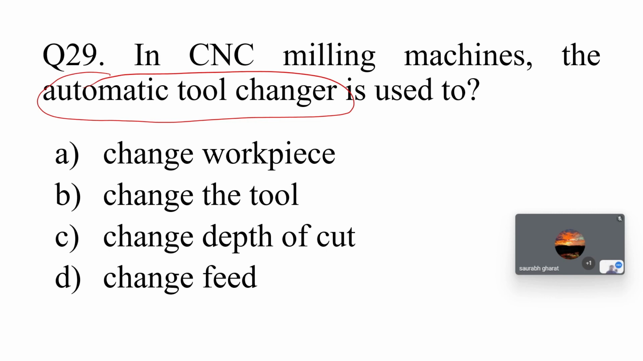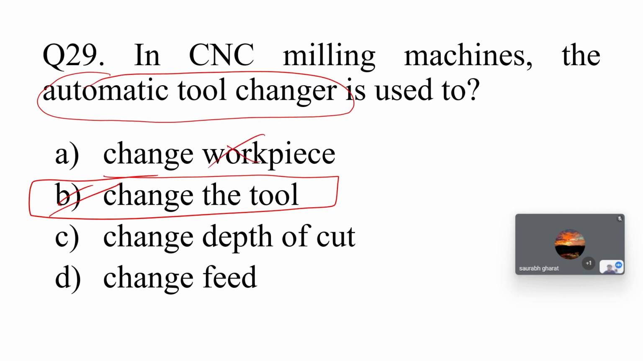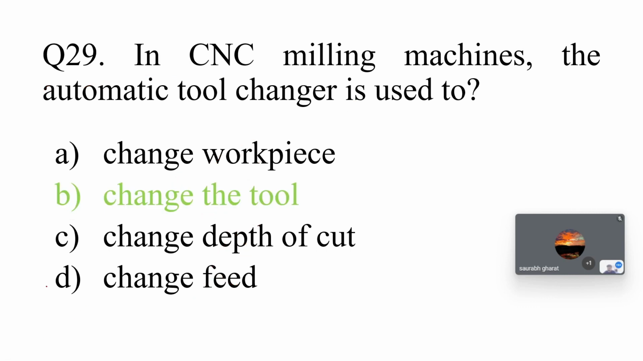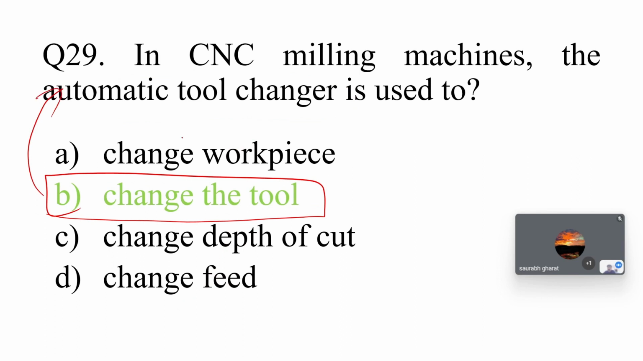If you go to the slides, what answer will you get? The automatic tool changer is used to change the tool. Changing the tool is the correct answer. So changing workpiece or depth of cut is the wrong answer. Only changing the tool is the correct answer. When we change the tool, we use the automatic tool changer.